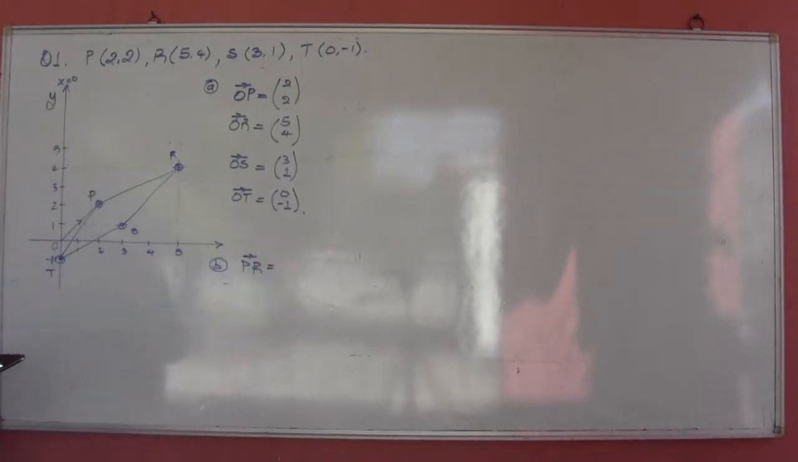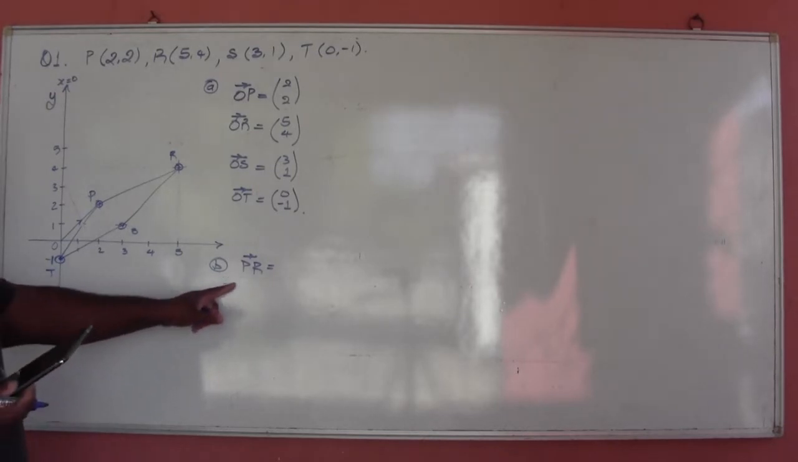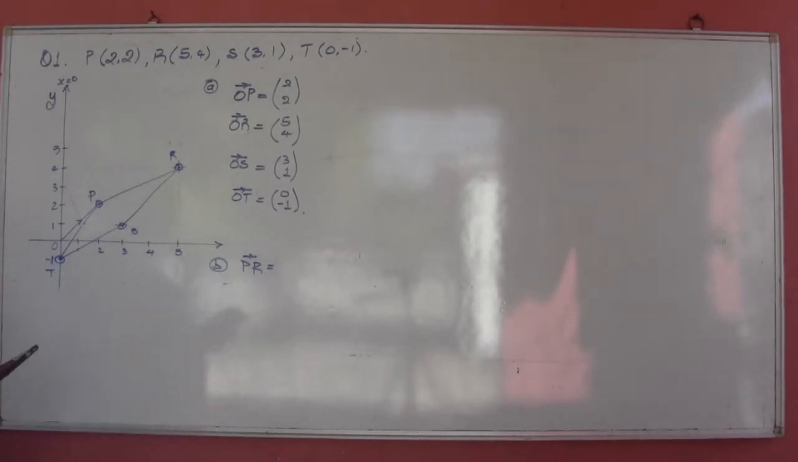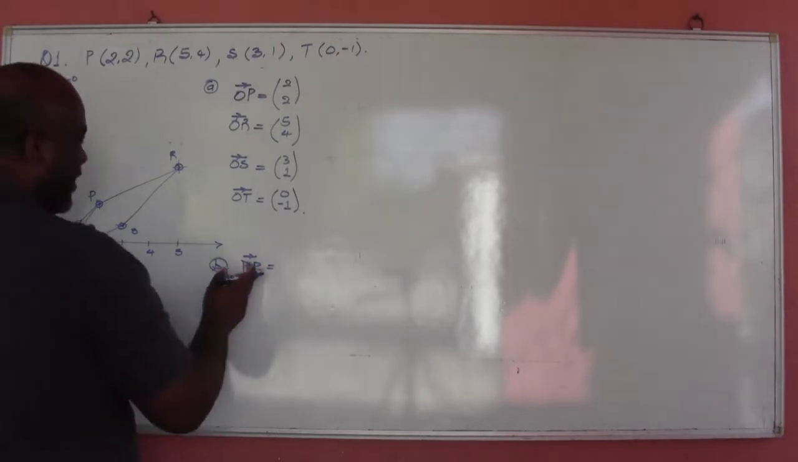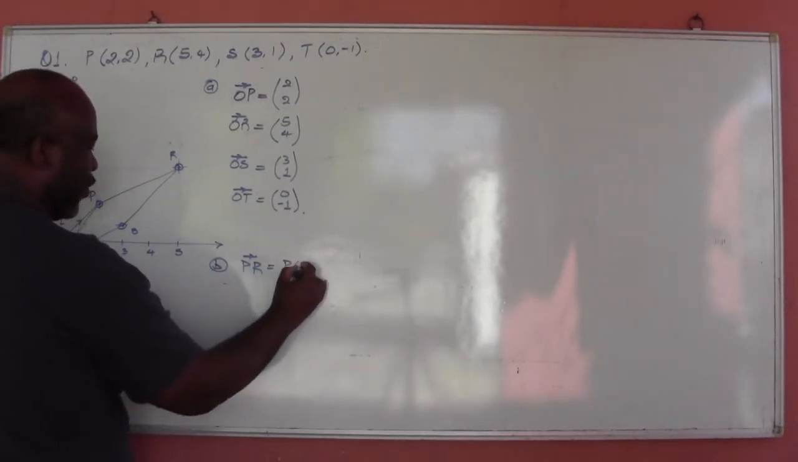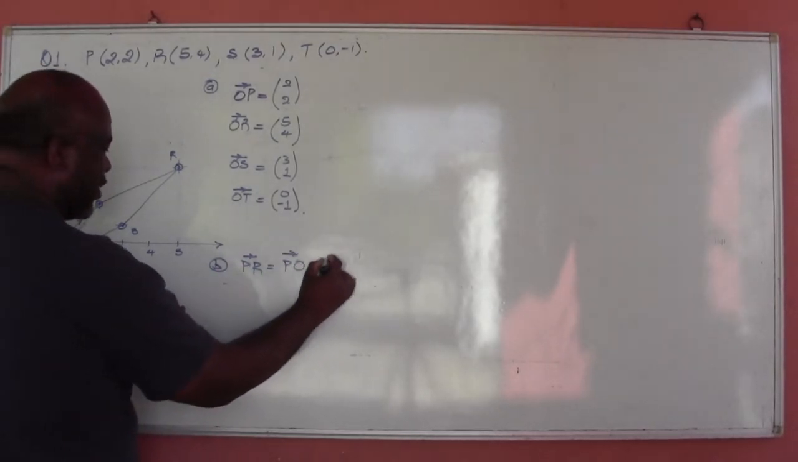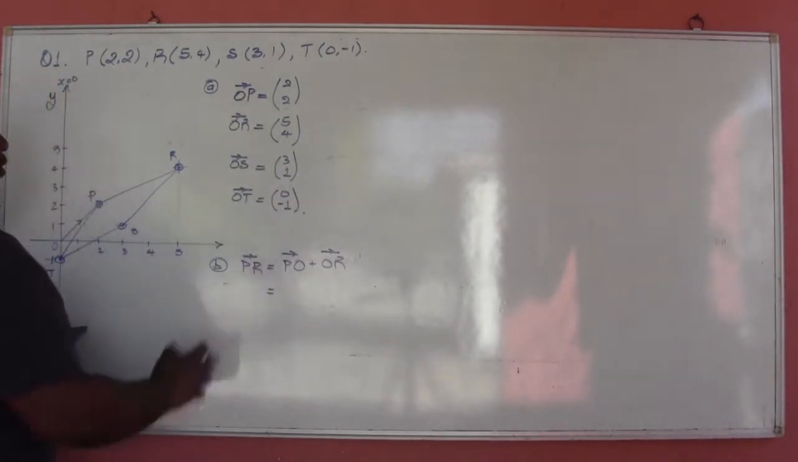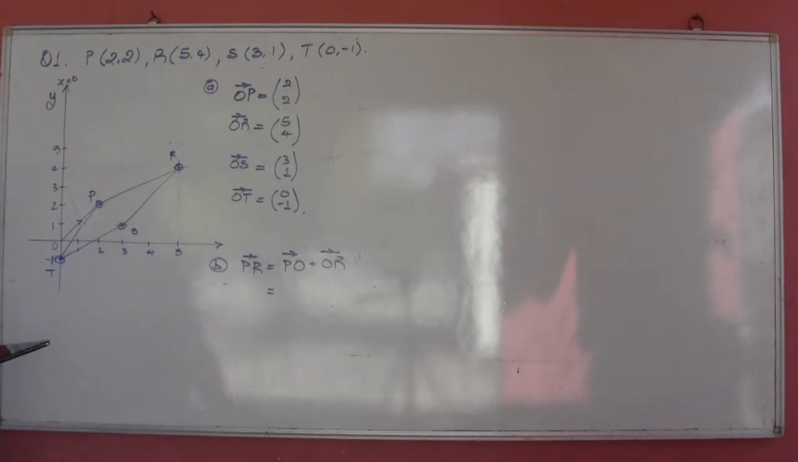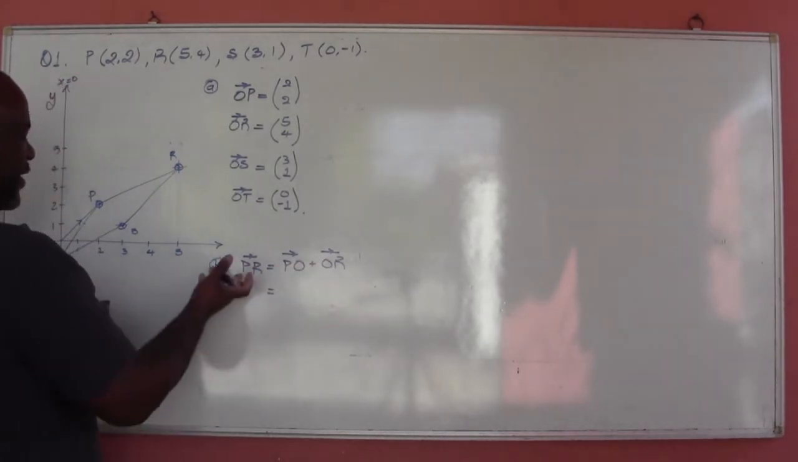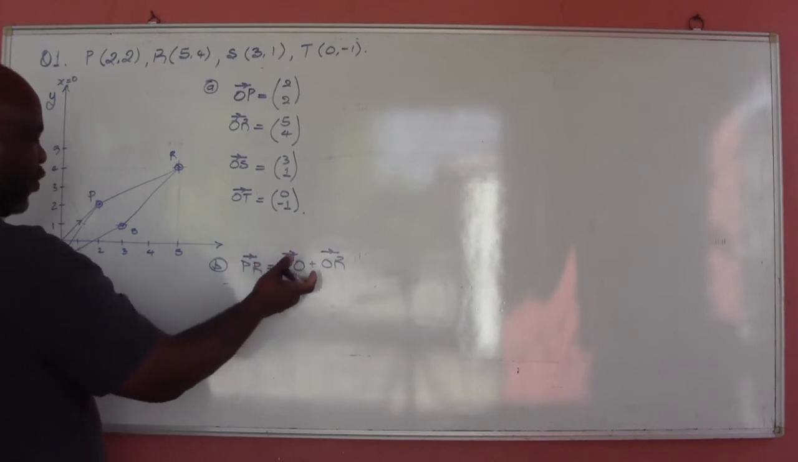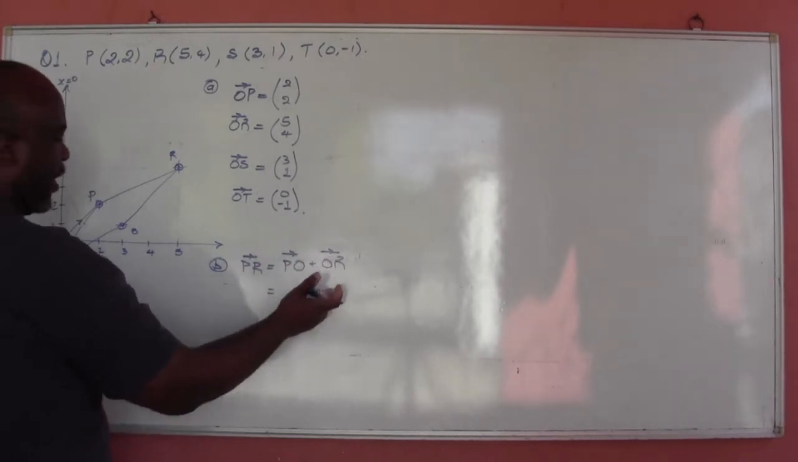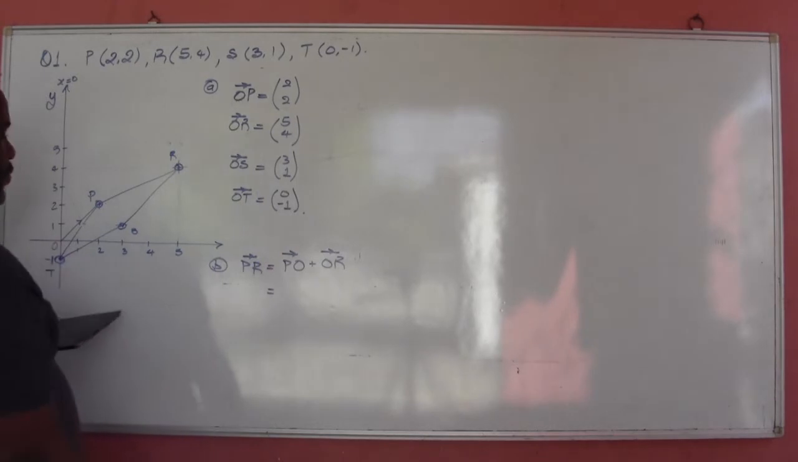Now, most times when you're asked to determine a vector, you're going to use the triangle law of vectors. With the triangle law, you start with P, end with R, and the next letter goes in the middle. So the vector PR would be the vector PO plus the vector OR. These vectors are up here.